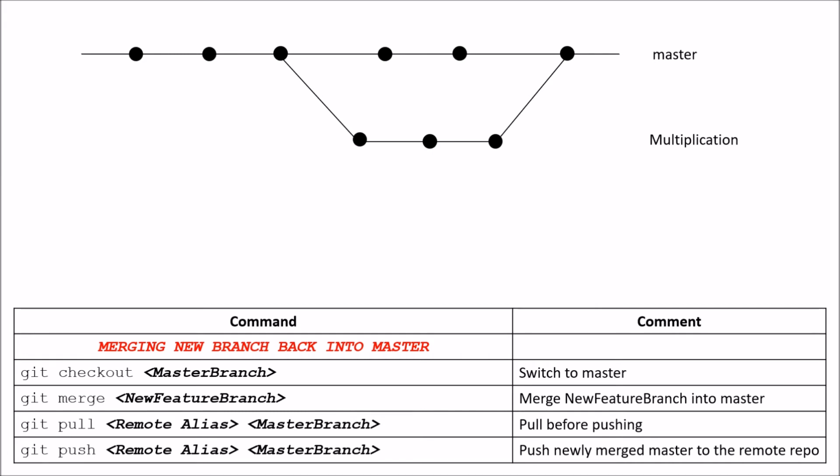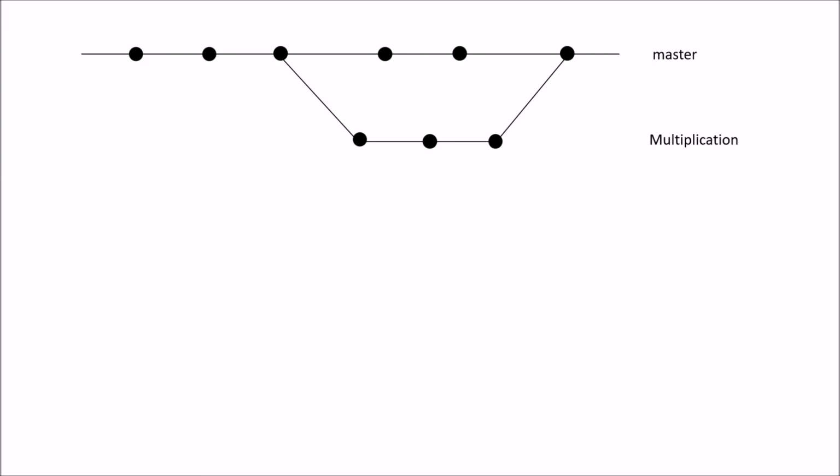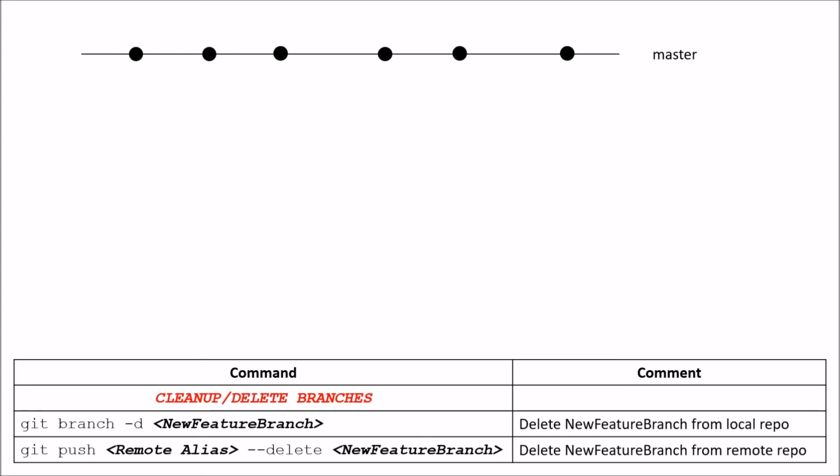All right, so again, let's remove this table of commands here, because what we now want to do is get rid of this multiplication branch completely, both on the local and the remote repository. So again, let's bring up a series of commands that are going to be useful for this workflow. We see that git branch with the -d argument, and then you name the branch, is going to allow us to delete whatever branch you name here from the local repository, and then all we need to do is also, remember, delete it from the remote repository as well here.